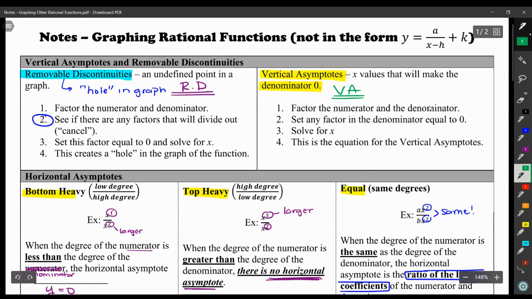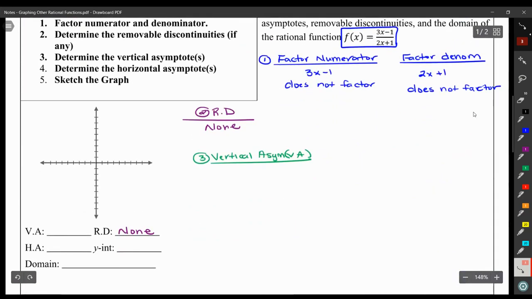Factor the numerator and denominator. We did that. Set anything in the denominator equal to 0. And remember, this is after you look for anything that cancels, because if it cancels, it's a removable discontinuity. But since we didn't have any of this, we have to go straight to this guy now. So let's see. In the denominator, we have 2x plus 1. So 2x plus 1 equaling 0, and we're going to solve this out for x. So I'm going to subtract 1, divide by 2, and we get x is equal to negative 1/2.